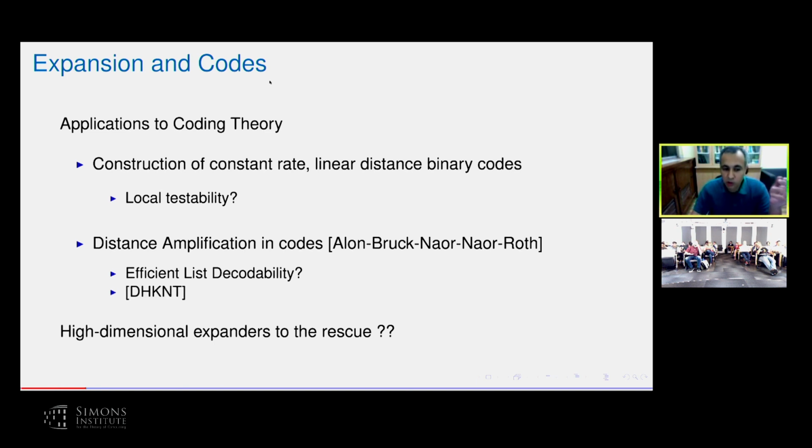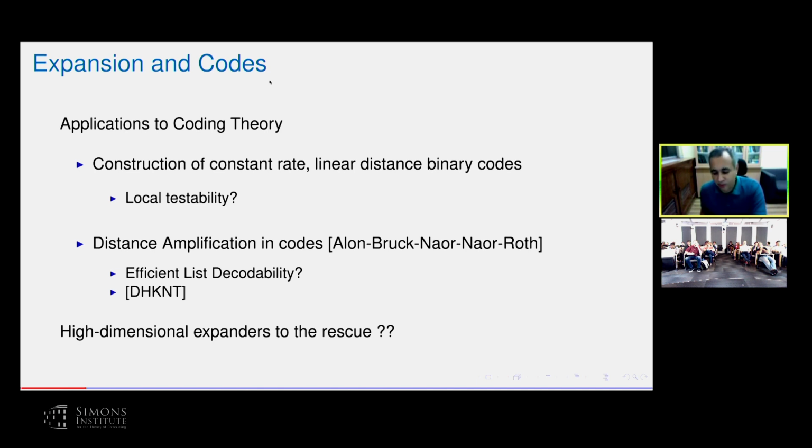What we actually do know is that in the second of the applications, high dimensional expanders can in fact be used to equip the code with efficient list decoding algorithms. The basic construction of Alon, Bruck, Naor, and Roth shows that if you have an expander code, then you can get some distance amplification. And what we can show is that if that expander graph came from a larger object which had high dimensional expansion, then not only can you get distance amplification, you can actually come up with an efficient list decoding algorithm.